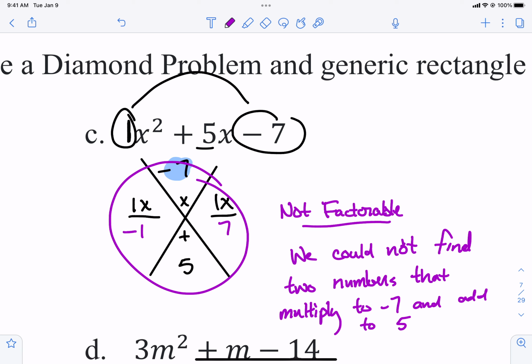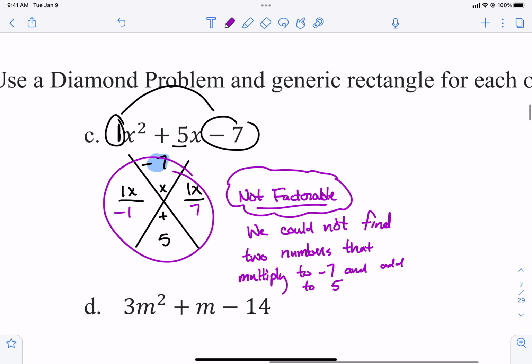Now, these are going to be out there. They do exist, but we got to be really careful not to just get in the habit of just putting this down. We got to be very sure that there are no number combinations that work.